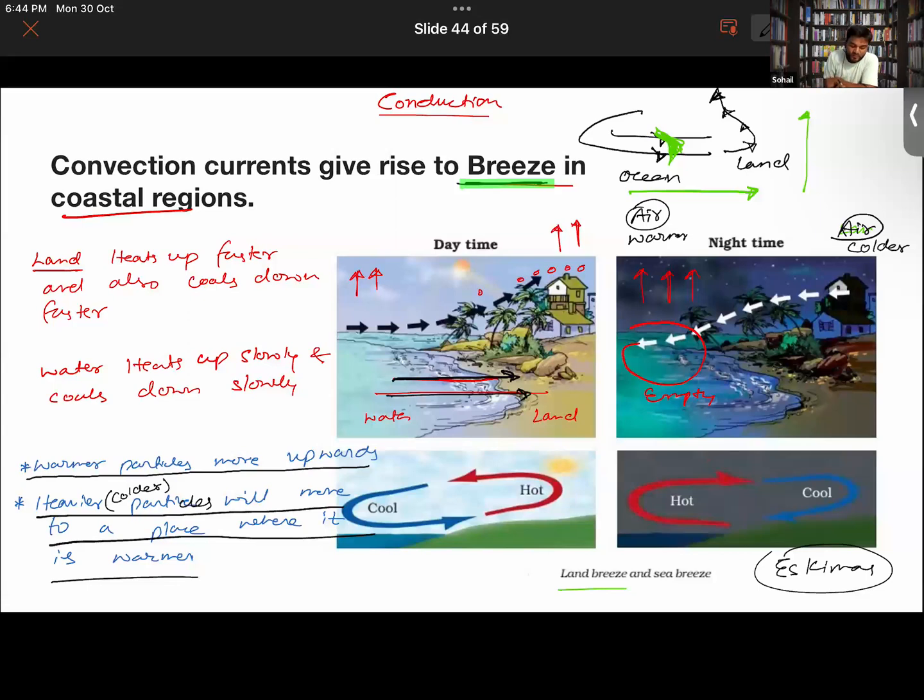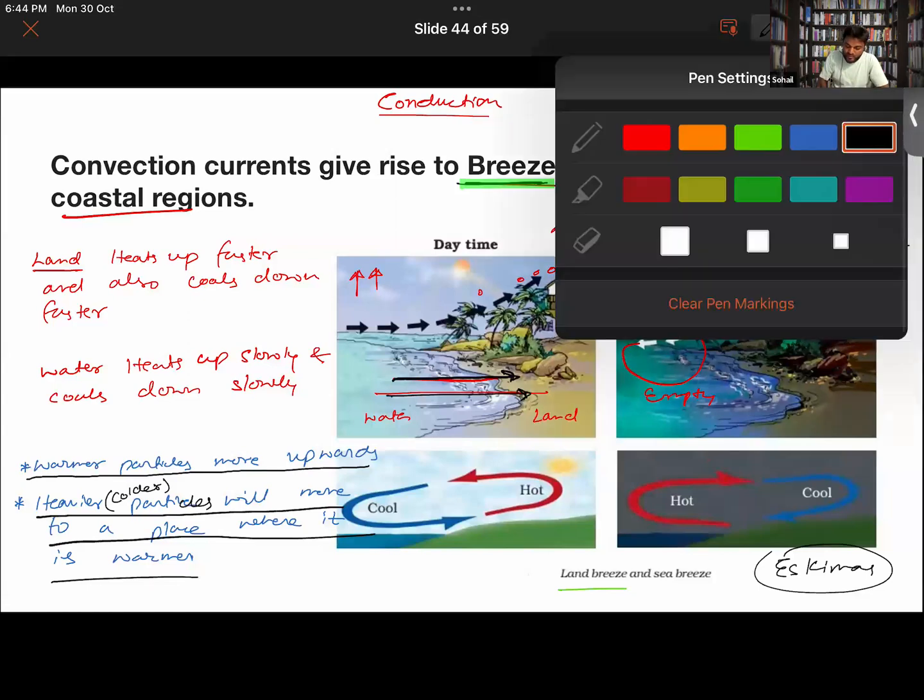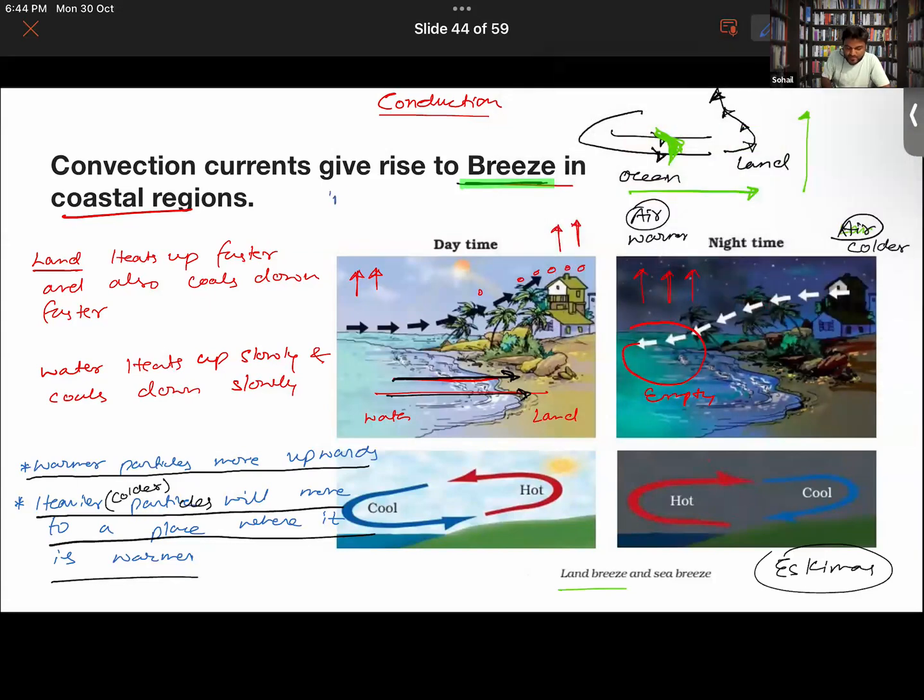So breeze is of two types. What are the two types of breeze? First one is the land breeze. The second one is the sea breeze. Both of them are occurring due to conduction? Are they happening because of conduction?